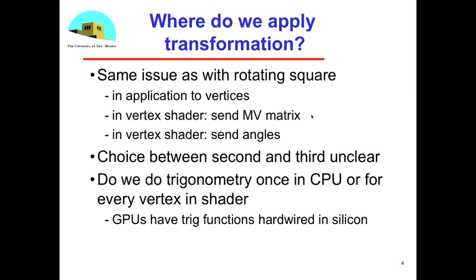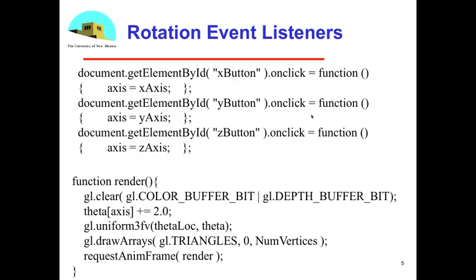So let's look at the third option here and say, okay, what do I need in my application, and then in my vertex shader? In the application, I need to put some event listeners in so I could decide which angle I want to rotate about, which one I want to change. So let's say there's just a variable axis that starts off set to the x-axis. And then I have three event listeners that listen to those three buttons that I just showed you, and if you get a click event from one of those buttons, then that decides which axis you're going to rotate about from then on.